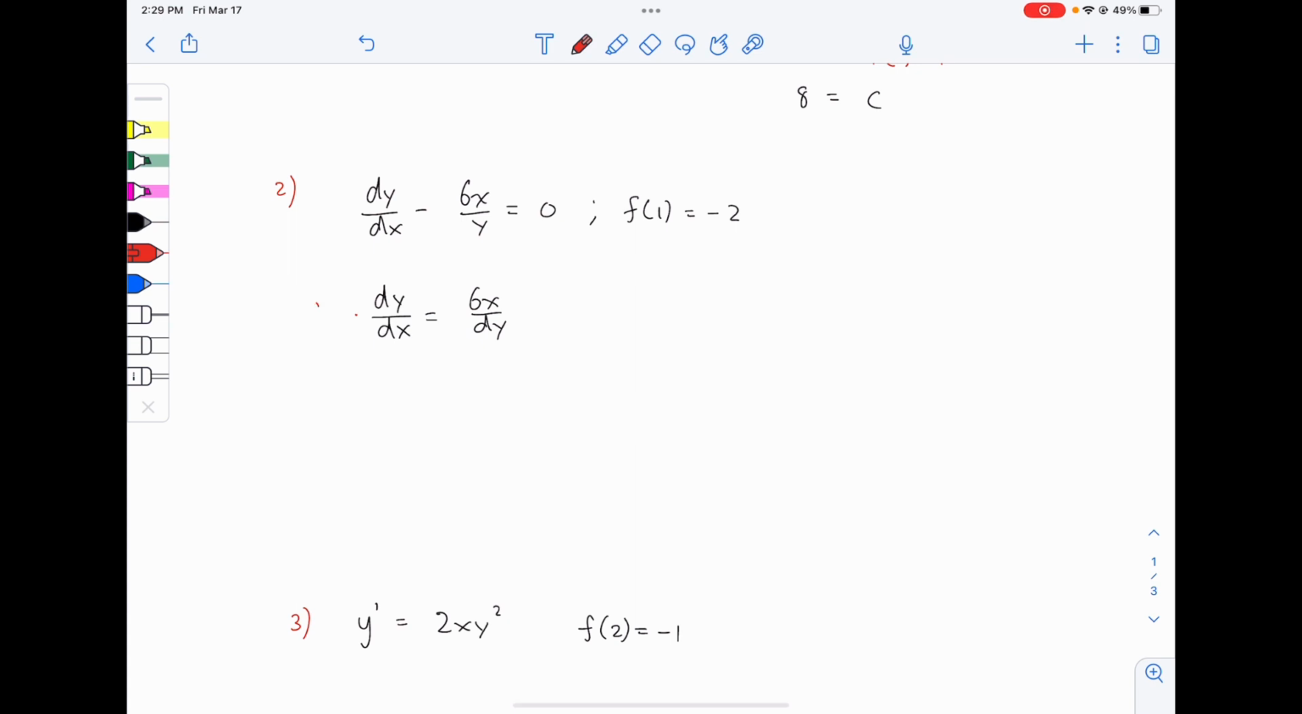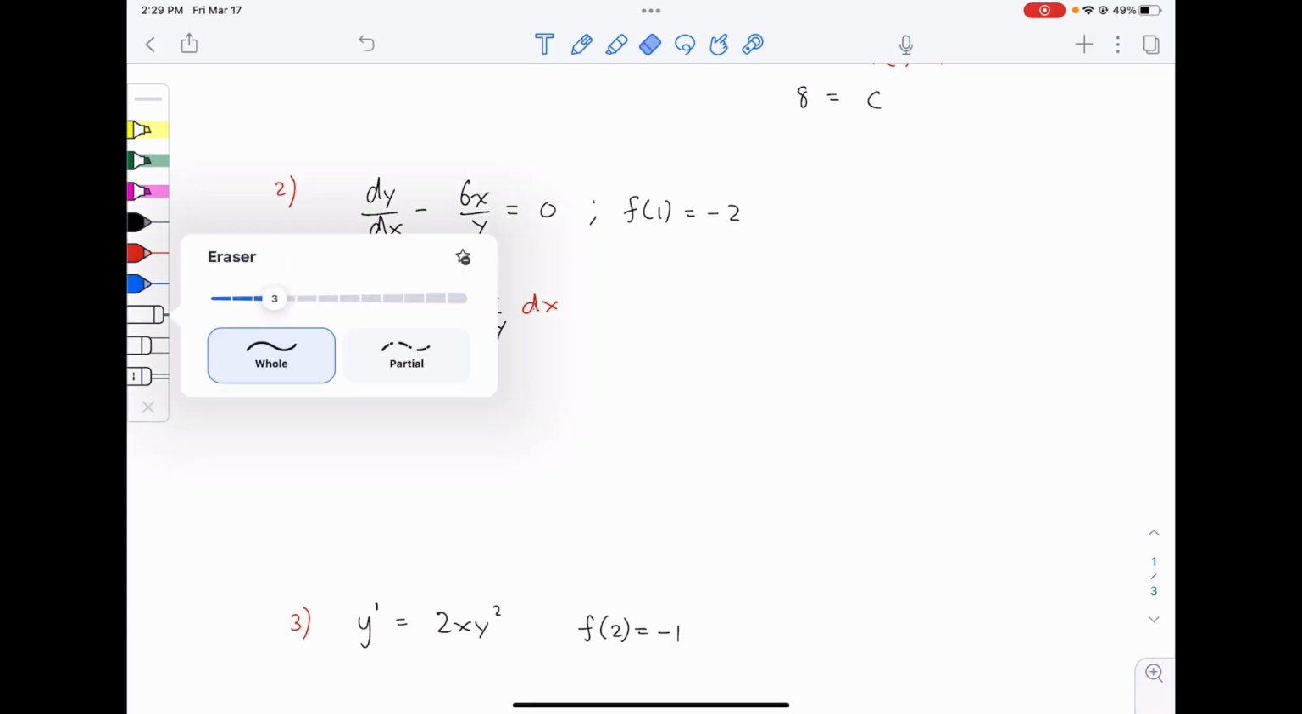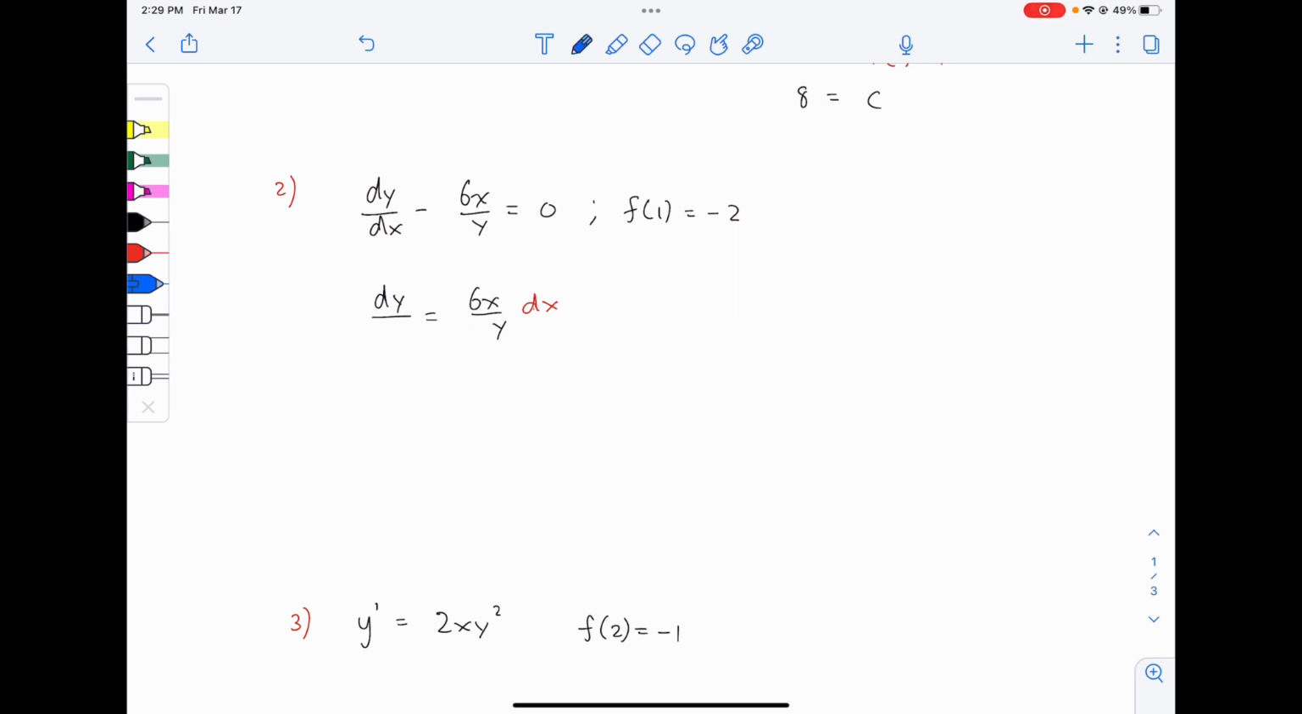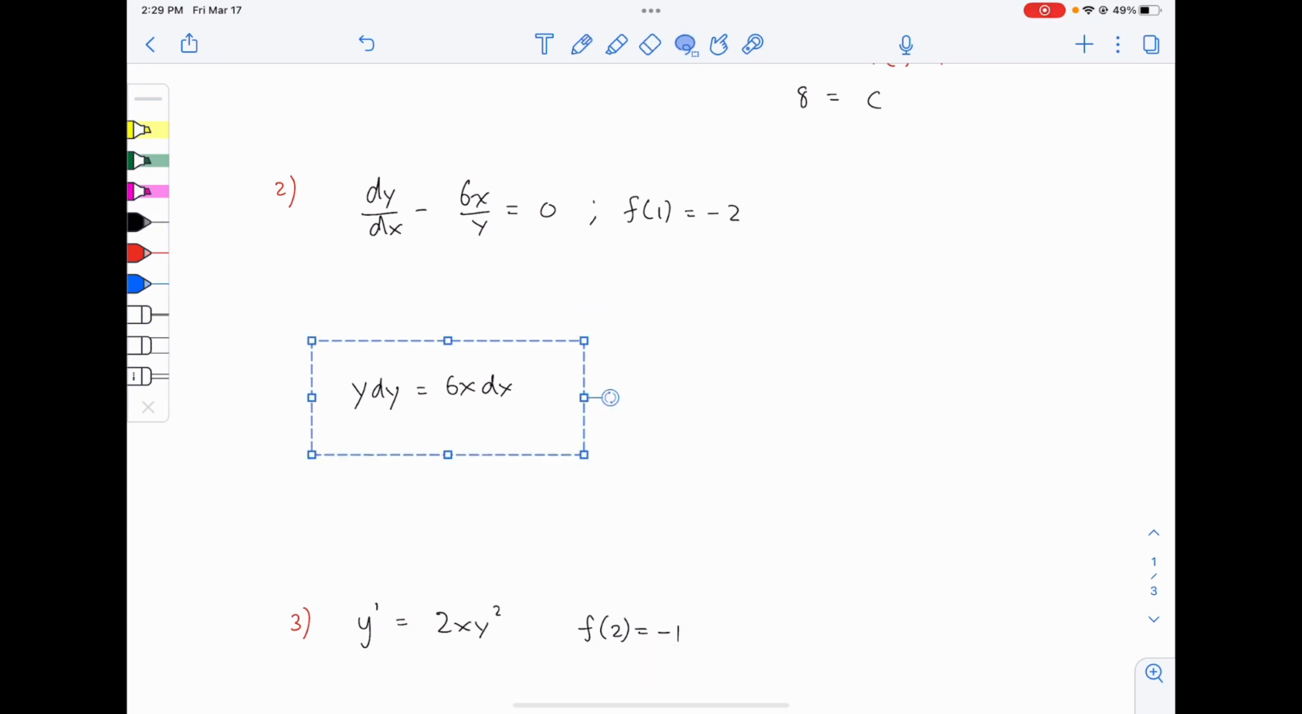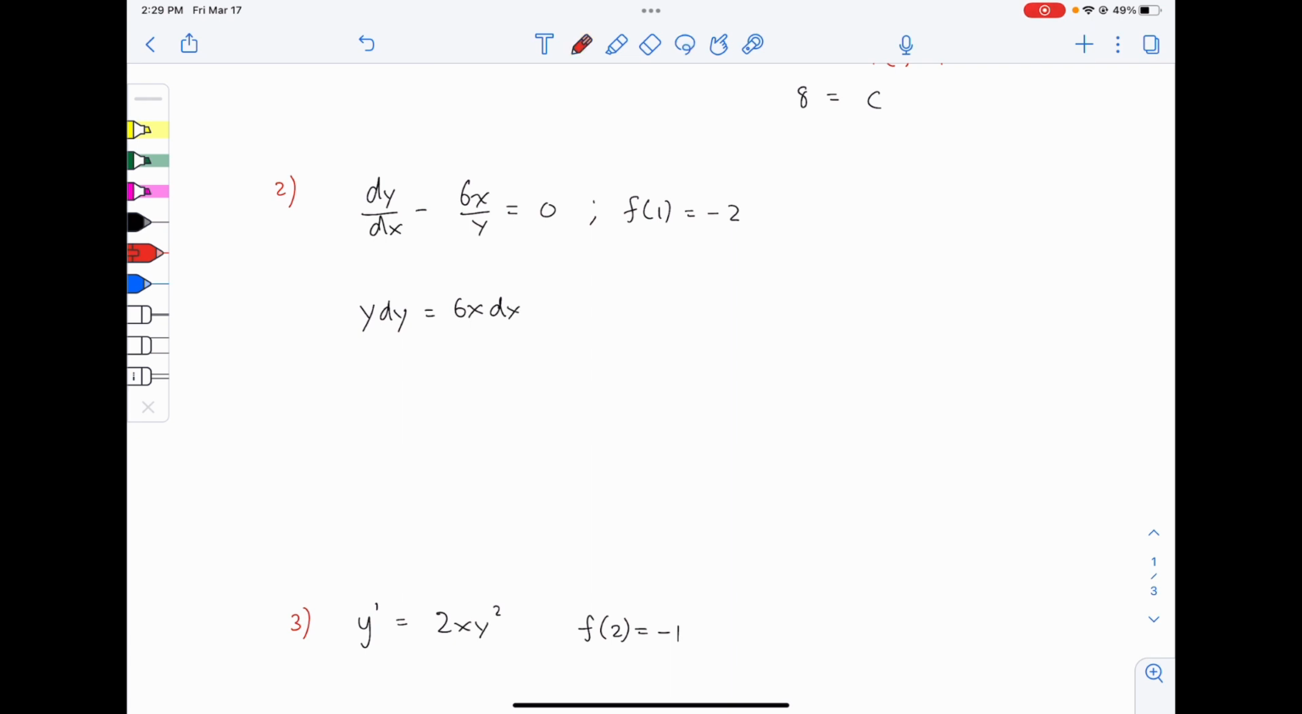Next, I'm going to multiply by dx on both sides. So these cancel out. And then in doing so, I can also multiply both sides by, oh, sorry, this should be y. But I can multiply both sides by y, because these two cancel out. Once I have that down, I have a new function of y. y dy is equal to 6x dx. We are satisfied with this so far because all the y functions are paired up with the dy on top, and all the x functions are paired up with the dx on top. So now we integrate.